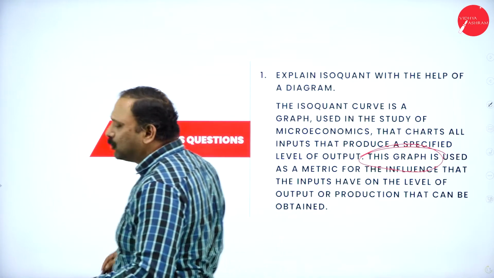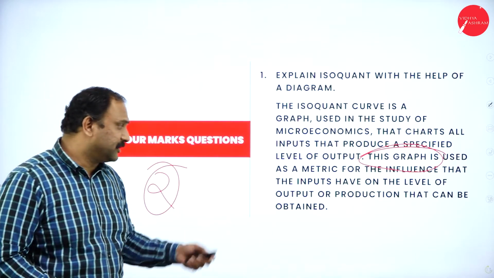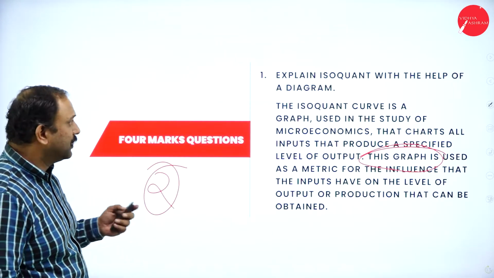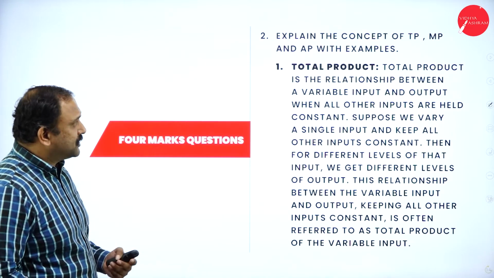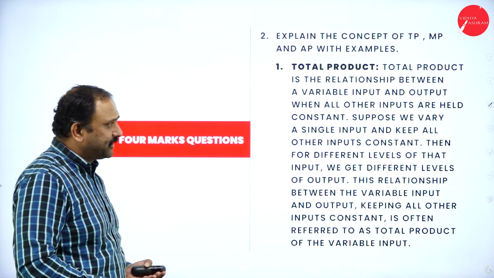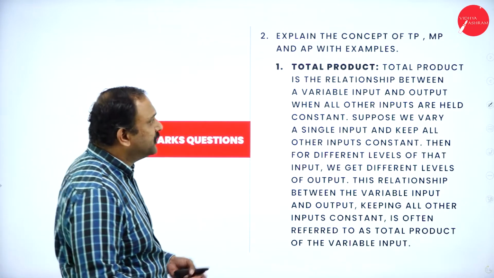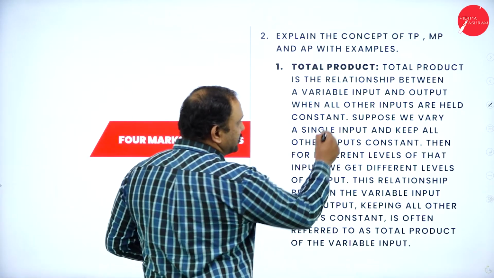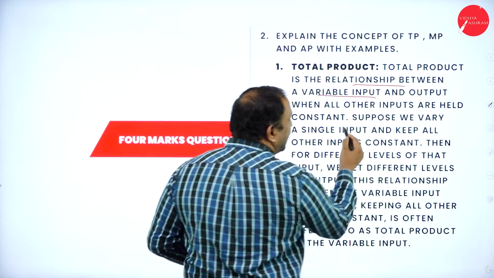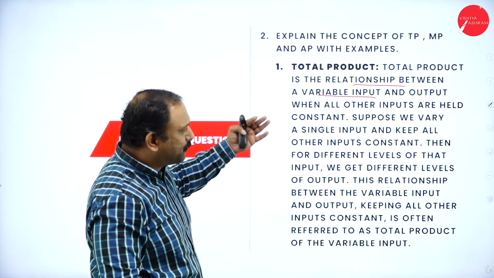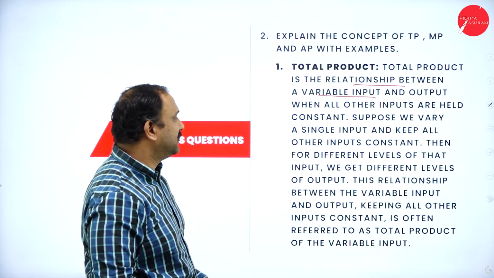That will help you to understand the situation better and you will be able to score more. Followed by the 4-mark question, that is total product, marginal product, and average product. We have studied about it. Total product is the relationship between the variable input and output when all the other inputs are held constant. So that's the factor that we are talking about.